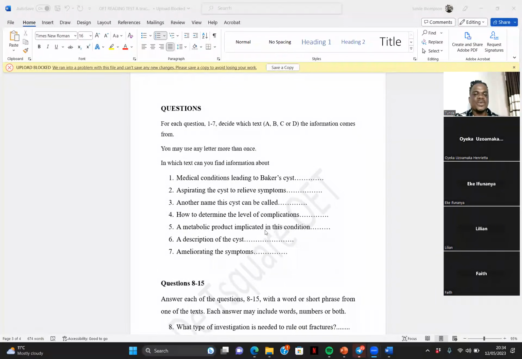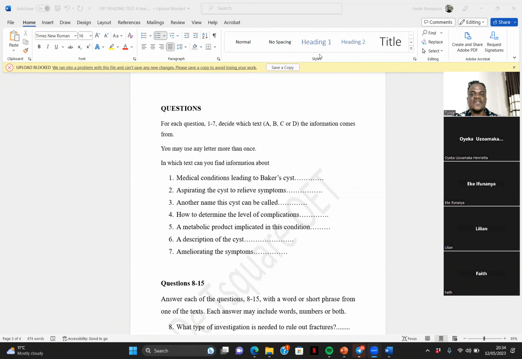Question 5 now says a metabolic product implicated in this condition. You may have this type of difficult ones to do. So what you now ask yourself is, where will this answer likely come from? Someone might say, will it be in the causes, or will it be in the investigations? But investigation is less of it, so to say.